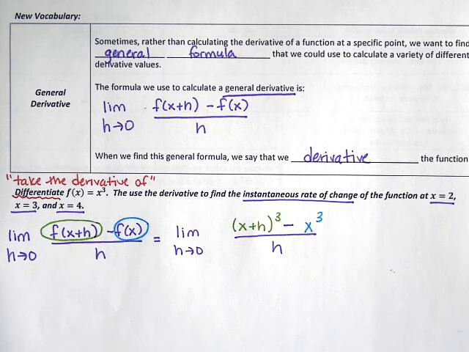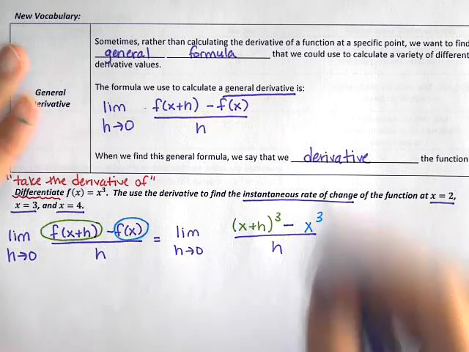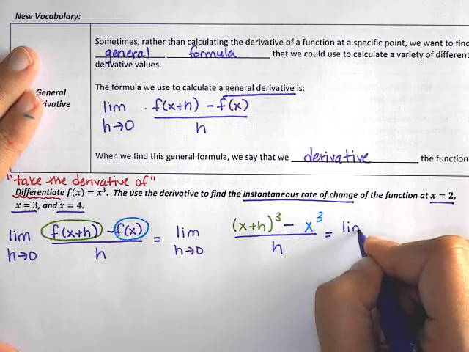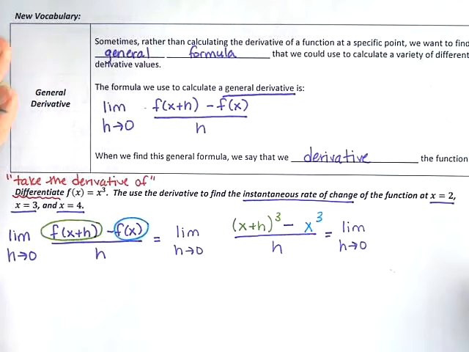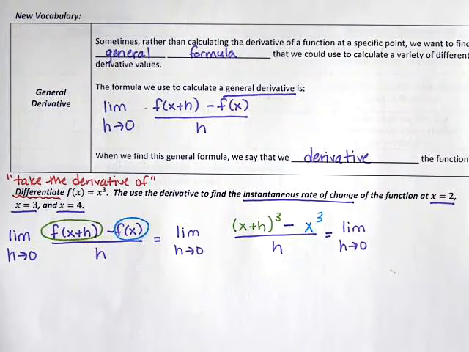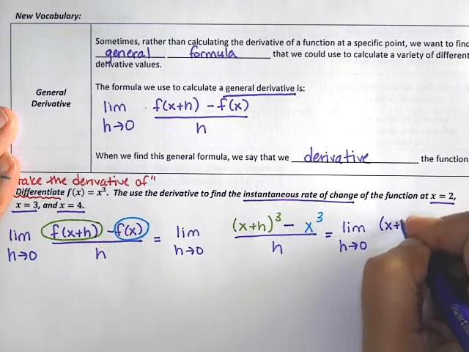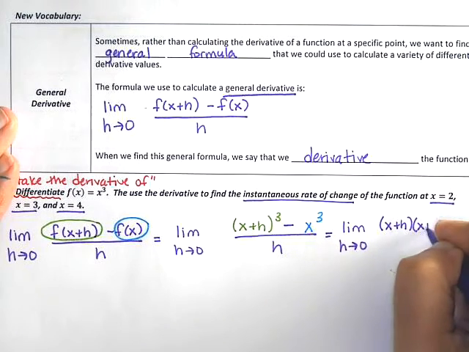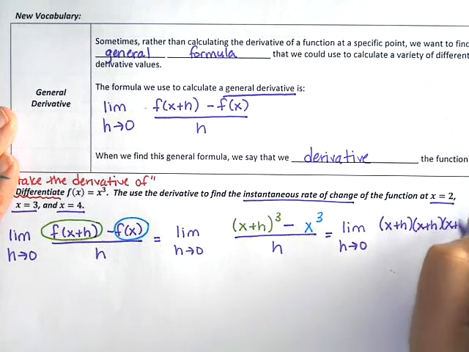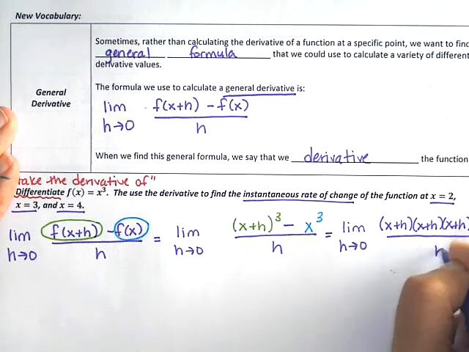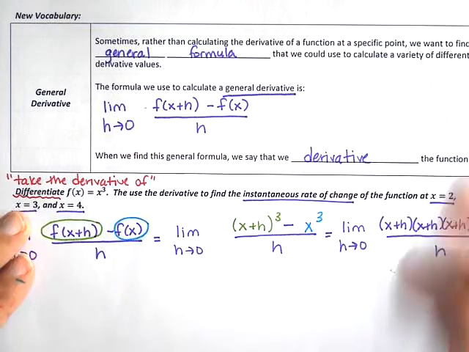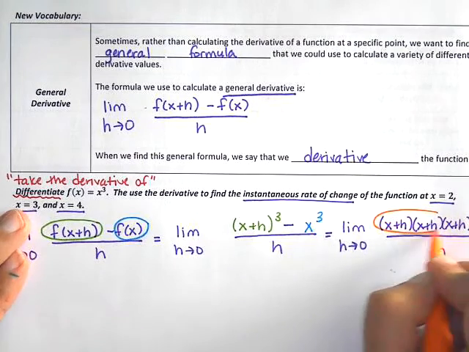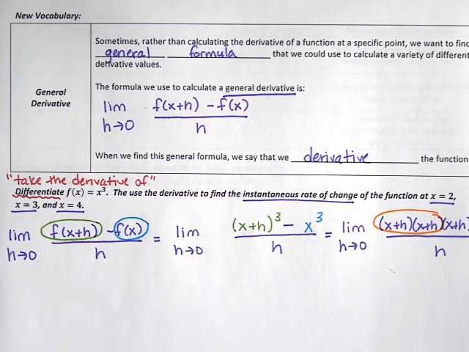From here, it's just really algebraing until you can't algebra anymore. So bear with me through this process. I understand that it's kind of a pain sometimes, but it's not hard. So just go through it and you'll be fine. X plus h cubed really means x plus h times x plus h times x plus h, minus x cubed over h. So the first thing we're going to do here is multiply these two together, and then we'll multiply the third one when we're done.